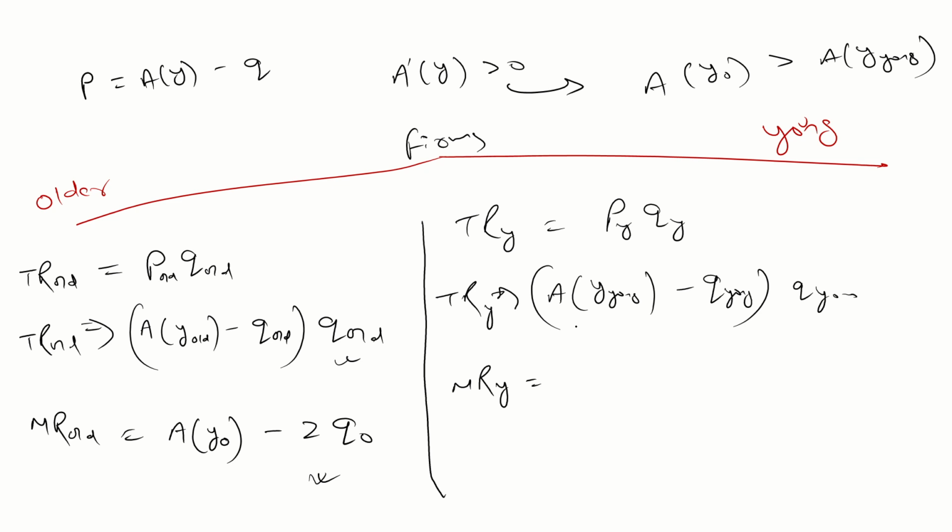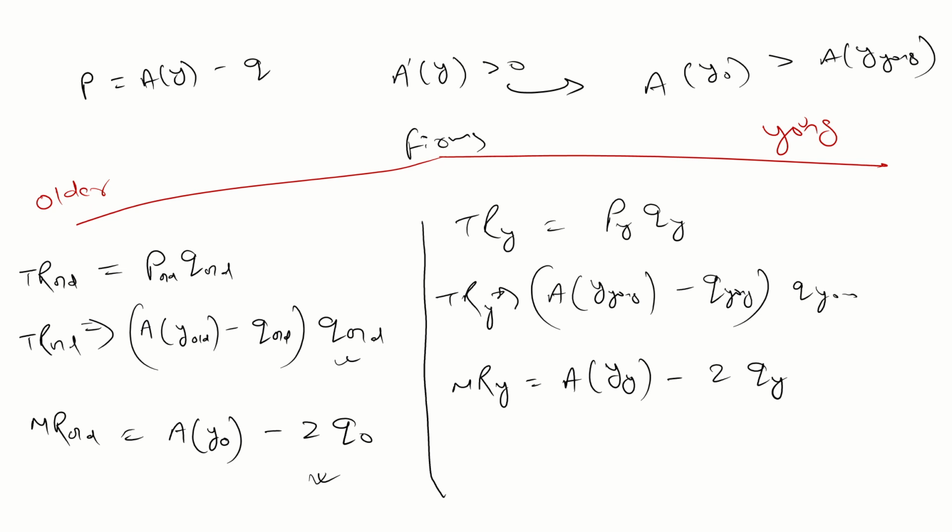In the same way, guys, because we have similar demand functions, we will get the same form, the notation will change but the equation will be the same. So A of young minus 2 of Q young. This is the marginal revenue for the young, and that is the marginal revenue for the old period.